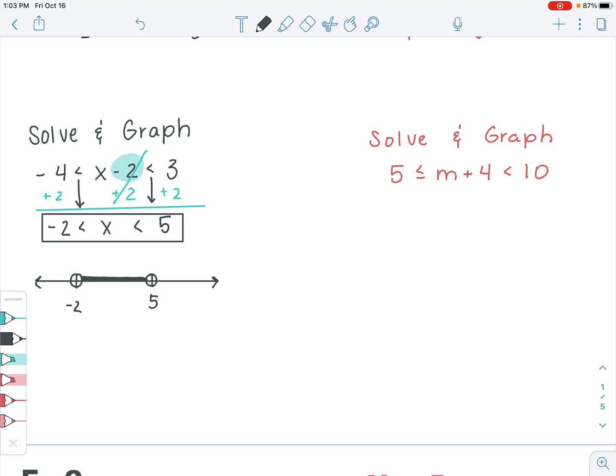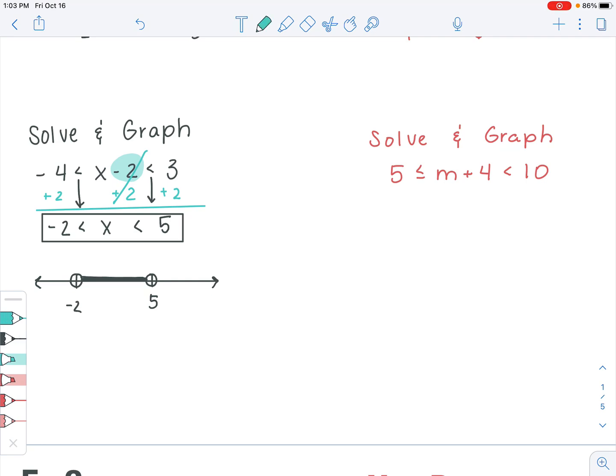So you try and solve 5 is less than or equal to m plus 4 and less than 10. You should get the same answer as the problem above. So pause it, try to solve it, and then check yourself.